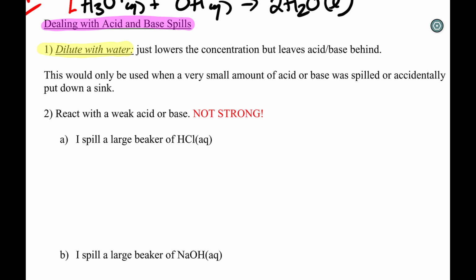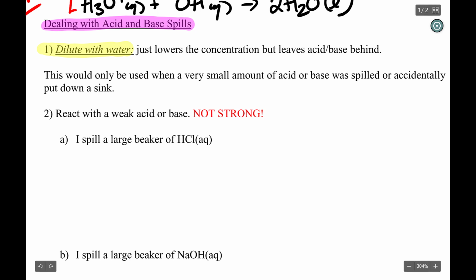But this wouldn't be used for a big spill on a countertop or anything like that. Generally, it would be used if I accidentally spilled some strong acid or base down the sink. I could turn on the tap for a long time, really dilute the acid down to the point where it won't damage any of the pipes or anything like that.